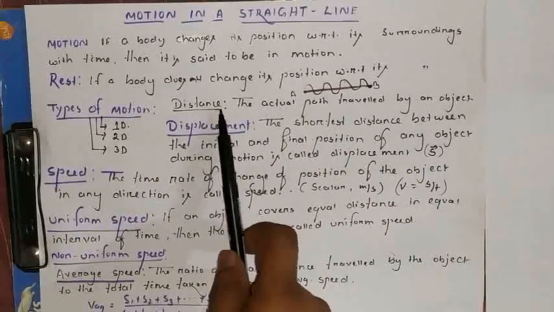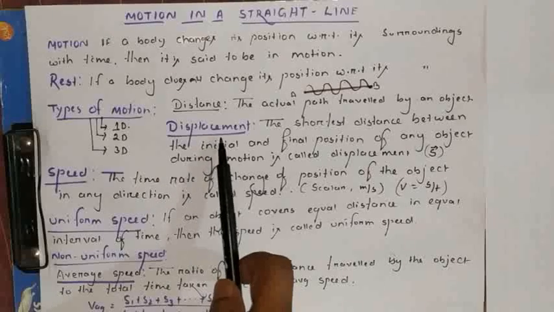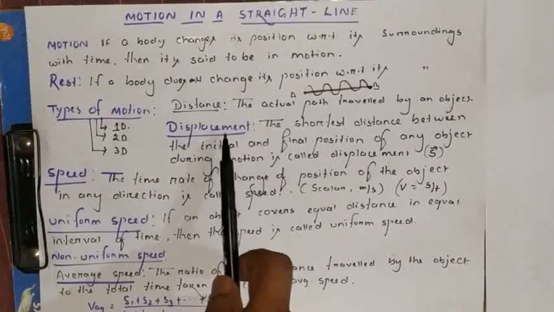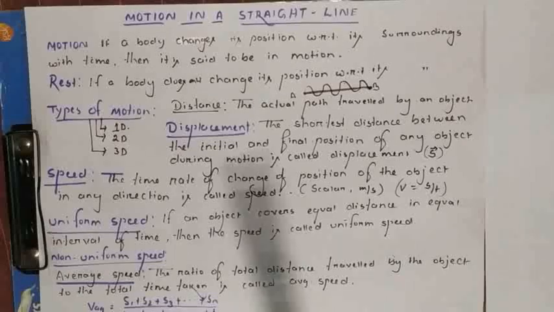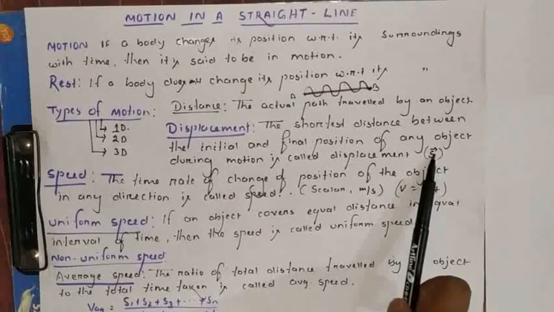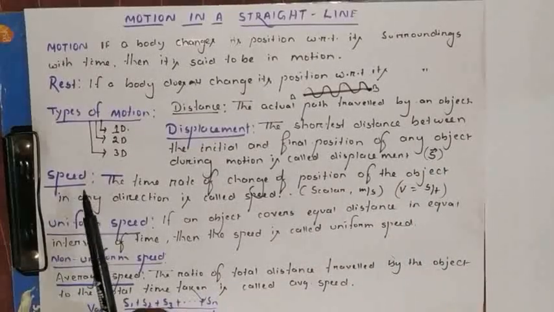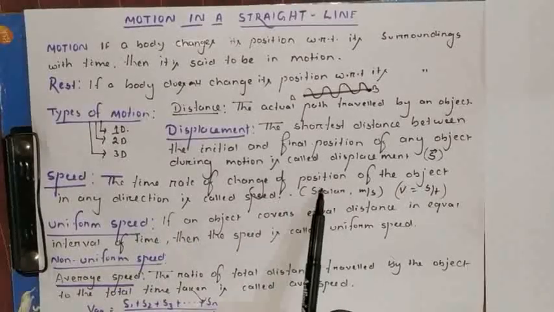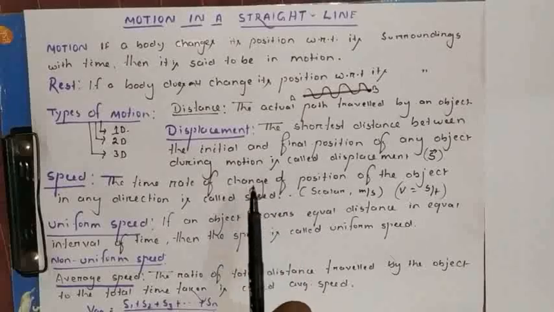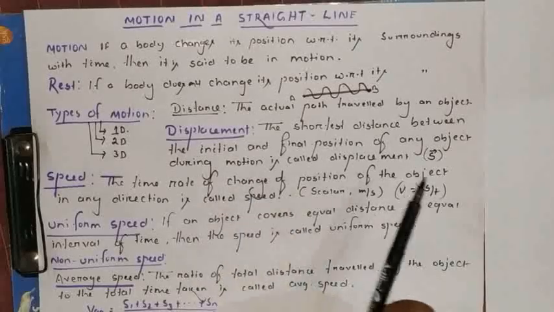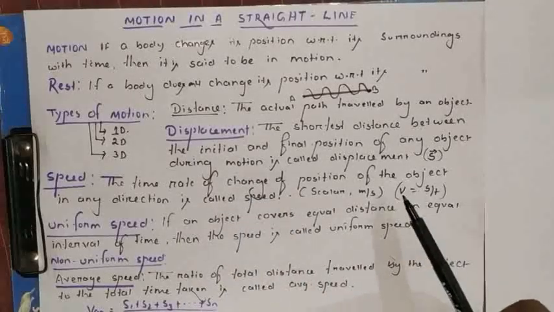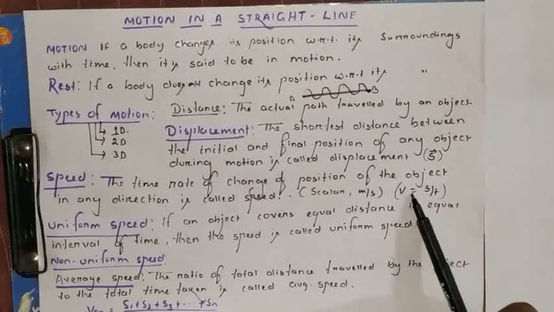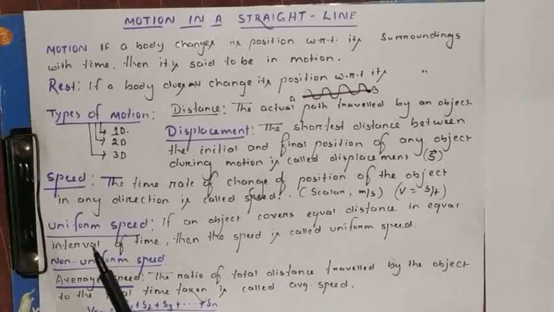Distance is scalar, unit is meter. Displacement is vector, unit is also meter. Always an arrow mark is given for a vector. Speed: the time rate of change of position. Of course, speed is v equal to ds by dt. We will learn that. The class 9th formula is s by t.